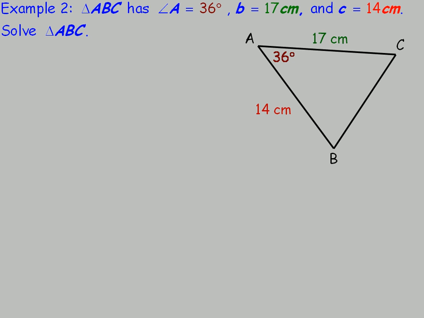Now we're asked to solve triangle ABC, which means to find all the unknown sides and angles. So we need to find angle C, angle B, and we also need to find side A here.